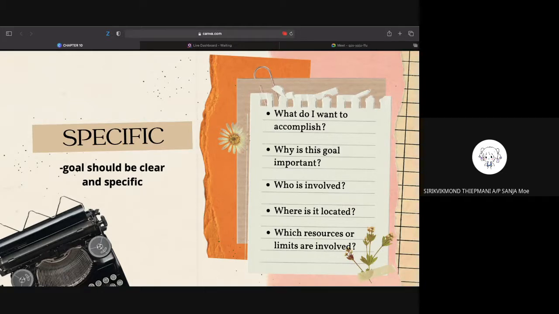For the first question, what do I want to accomplish? Why is this goal important? Who is involved? Where is it located? Which resources or limits are involved?